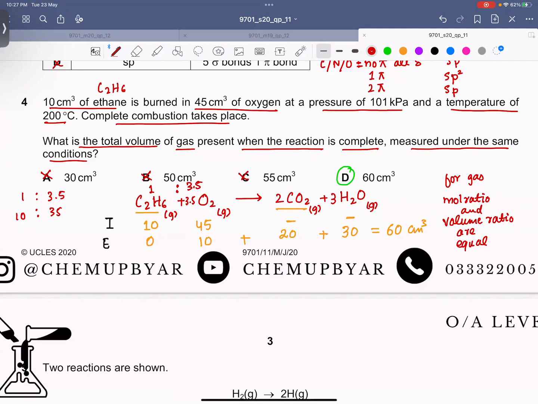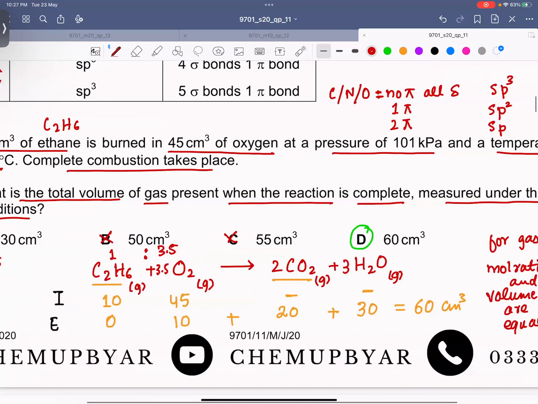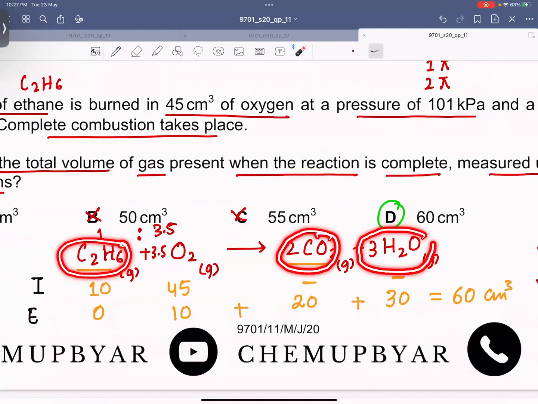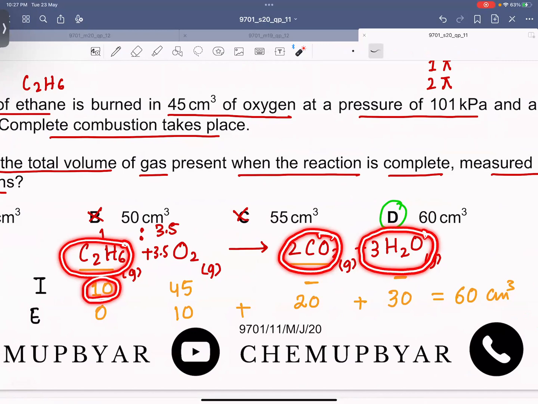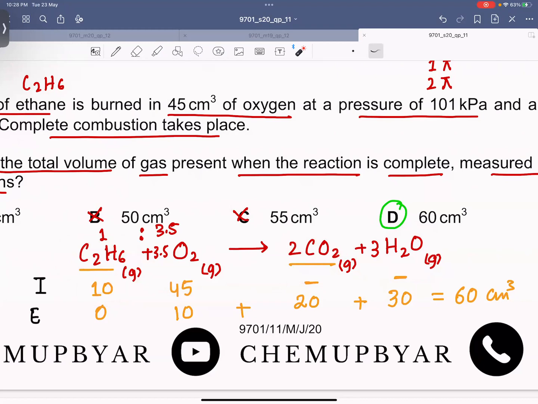From the balanced equation, Mehveen, if you look over here, there is 1 mole of ethane which is producing 2 moles of carbon dioxide and 3 moles of water, right? So if 10 centimeter cube of ethane is going to be consumed, then they are going to form 20 centimeter cube of carbon dioxide because the ratio is 1 is to 2. In the same way, the ratio between ethane and water is 1 is to 3. So if 10 centimeter cube of ethane is consumed, then 30 centimeter cube of water vapor is also formed because of this ratio from the balanced equation. Is it clear, Mehveen?